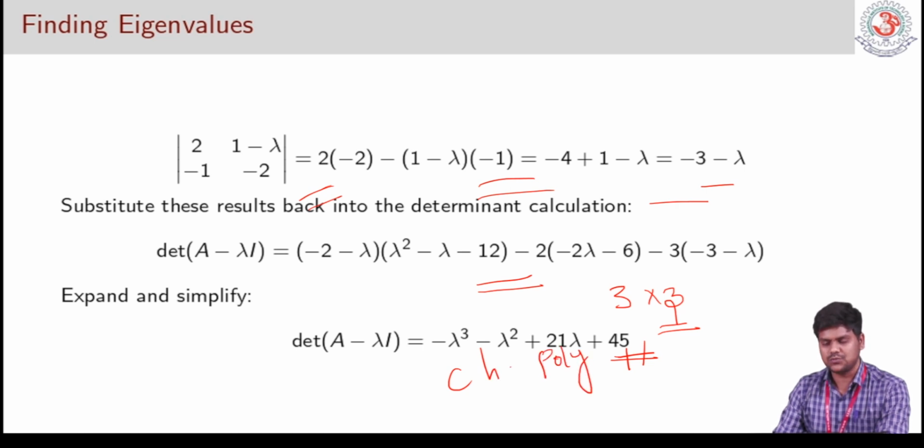For 2 cross 2 matrices, you will get a quadratic polynomial. For 4 cross 4 matrices, you will get a fourth degree characteristic polynomial.